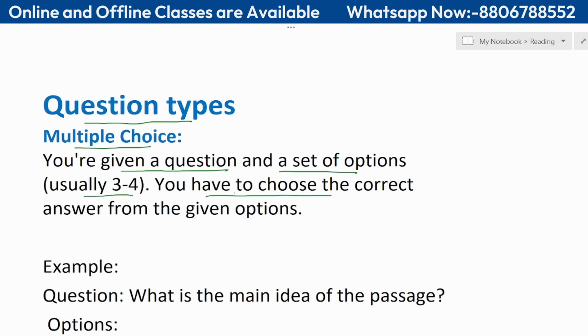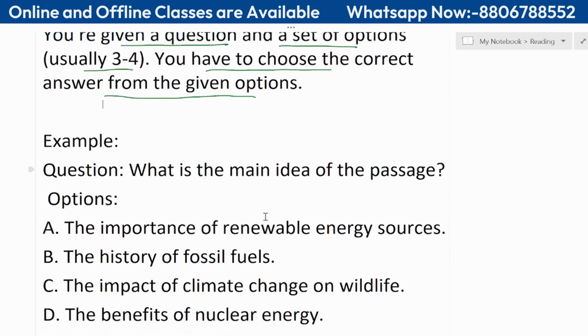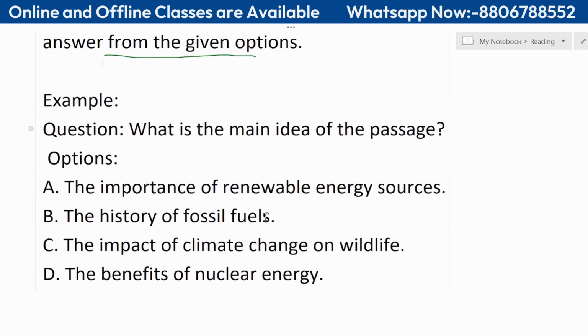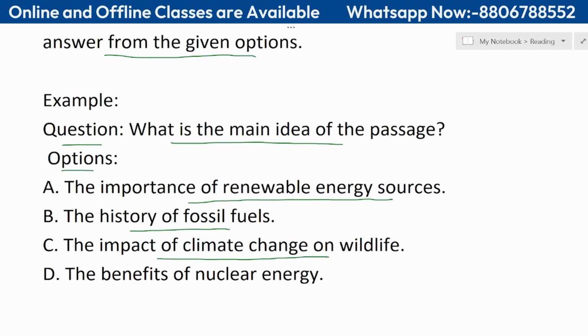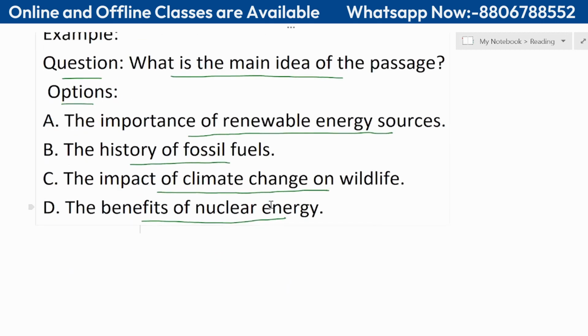You have to choose the correct answer from the given options. Now let us look into the example. Here's an example. So the question is, what is the main idea of the passage? And the options are the importance of renewable energy resources, the history of fossil fuels, the impact of climate change on wildlife, and the benefits of nuclear energy. So depending upon the passage, you need to answer the question. Now here's just an example of the question type, which is multiple choice.